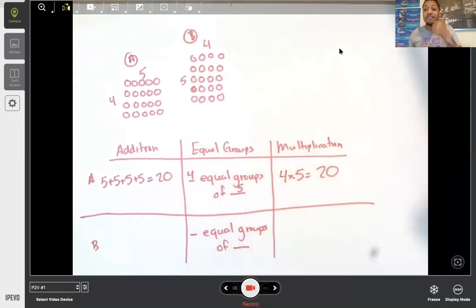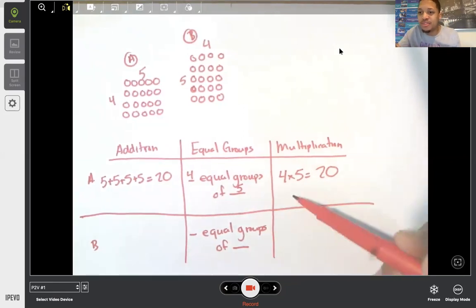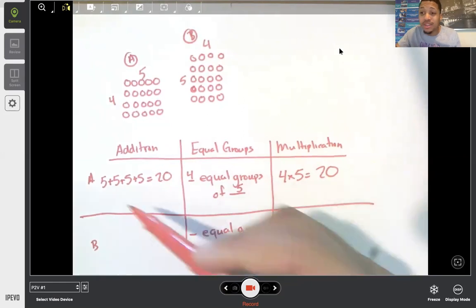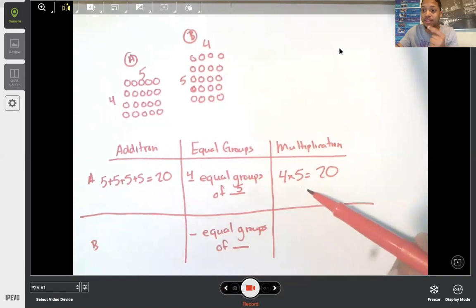And if you need to check, 5, 10, 15, 20, that's 5 four times equals 20. I have 4 groups of 5. So that's the equal group statement. And then 4 times 5 equals 20, because I just proved it in my repeated addition equation. But also I know my multiplication fact, so I'm really fluent at this too. And I know you are as well.